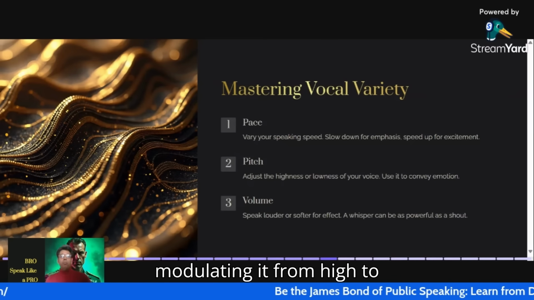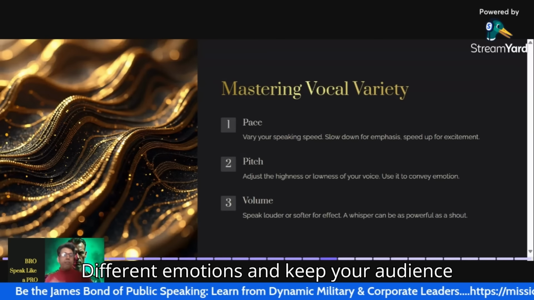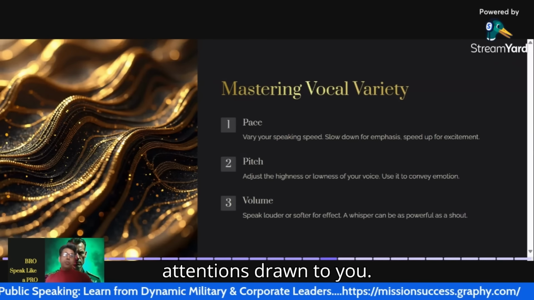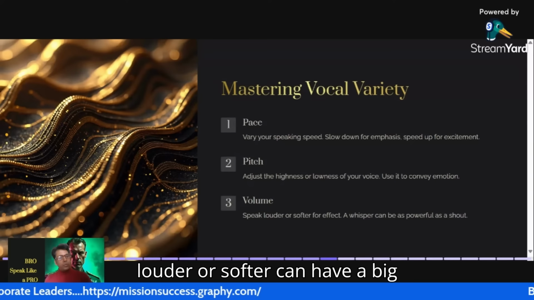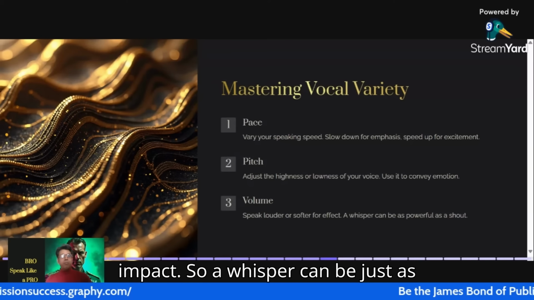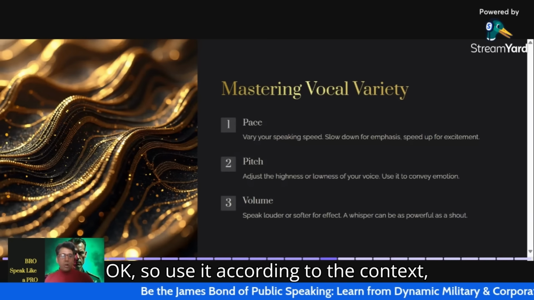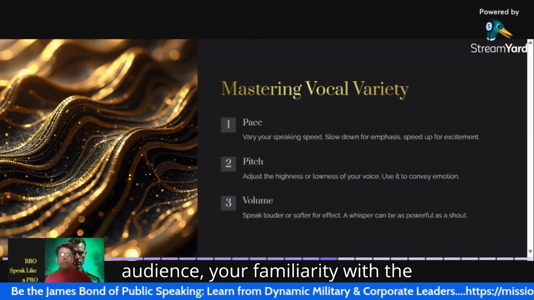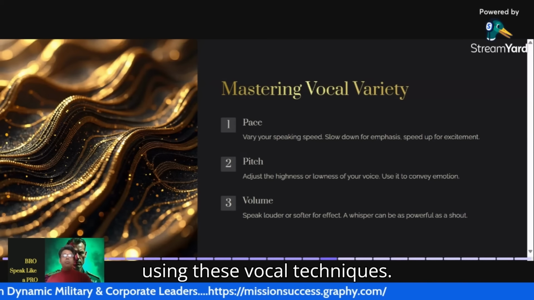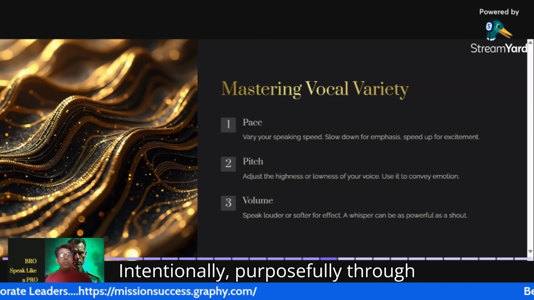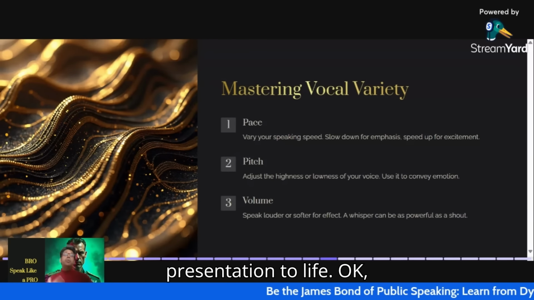Pitch is another powerful tool. Modulating your voice from high to low can help express different emotions and keep your audience's attention drawn to you. Finally, volume. Speaking louder or softer can have a big impact. A whisper can be just as powerful as a shout in the right context. So use it according to the context, the size of the room, the nature of the audience, your familiarity with the audience. Remember that it's all about using these vocal techniques intentionally, purposefully, through practice, through rehearsals, to connect with your audience and bring your presentation to life.